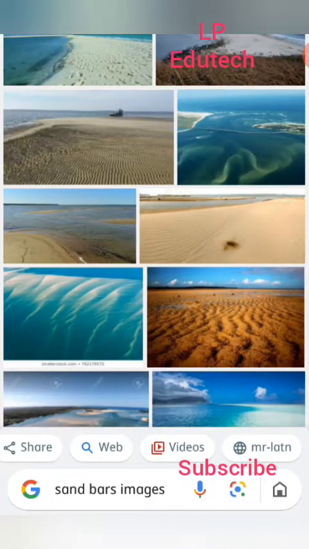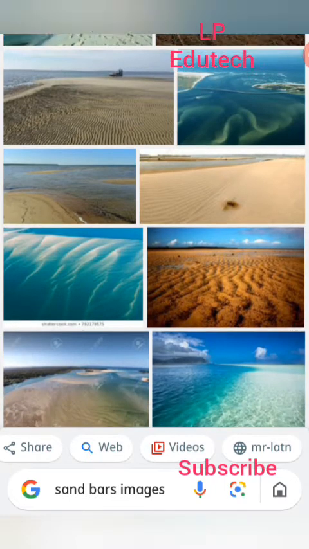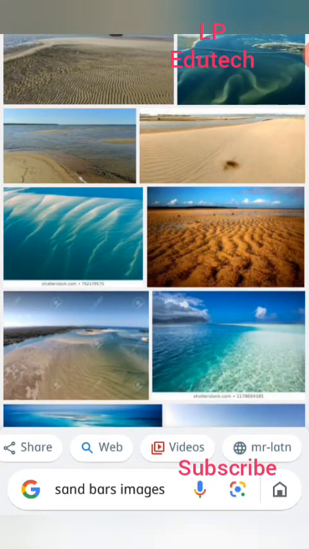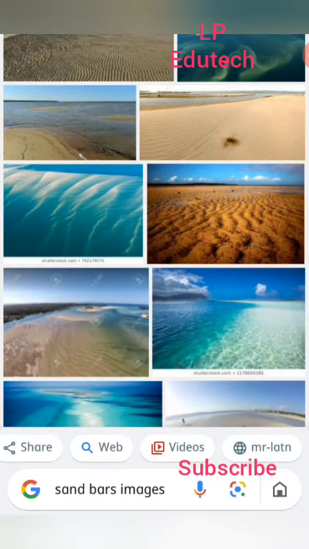Now let us learn about the sandbar. The word itself clears the meaning. It is the bars of sand. You can see them through these various images. Many landforms are produced due to deposition of sand on the sea coast. Beaches are one of them.